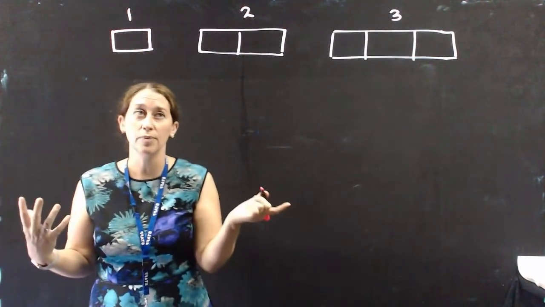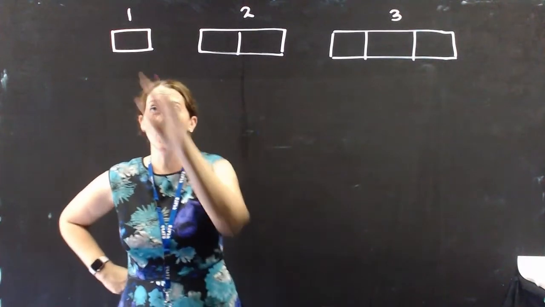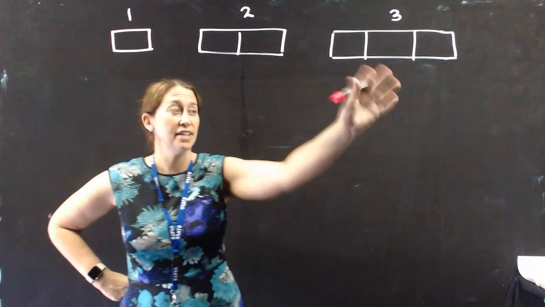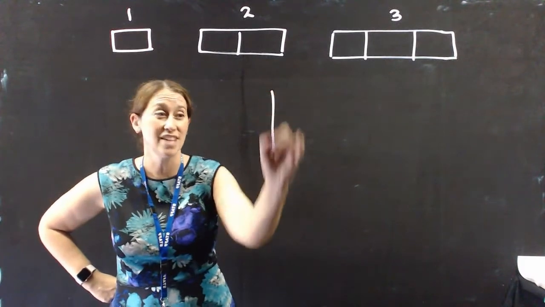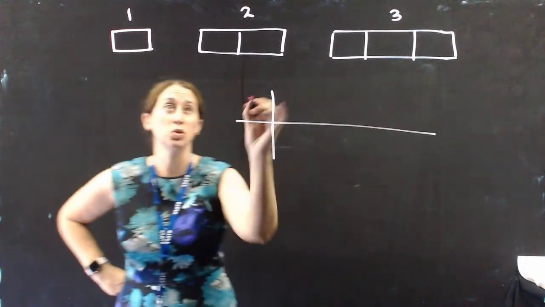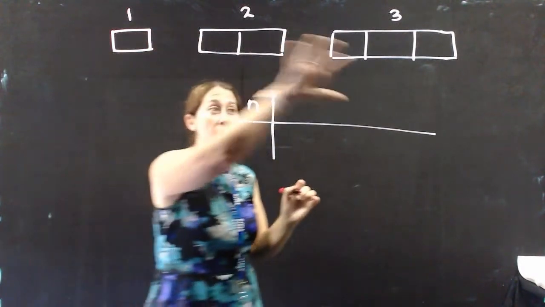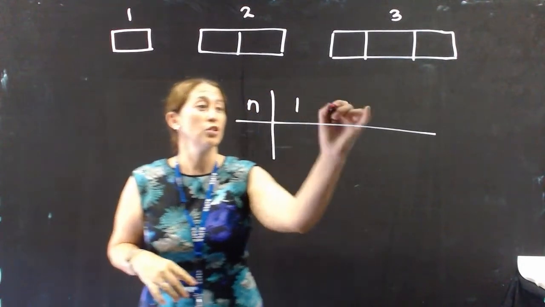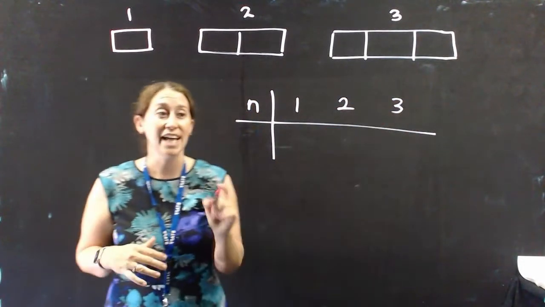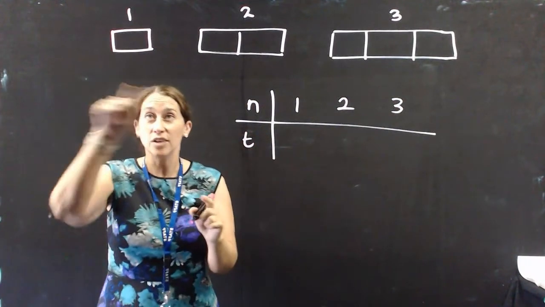Let's have a look at how many sides, how many edges there are to each of these. So let's put the results in a table and try to find a rule. Let's say n is the diagram number. So 1, 2, 3 is what we have. Now we're going to count how many edges there are.